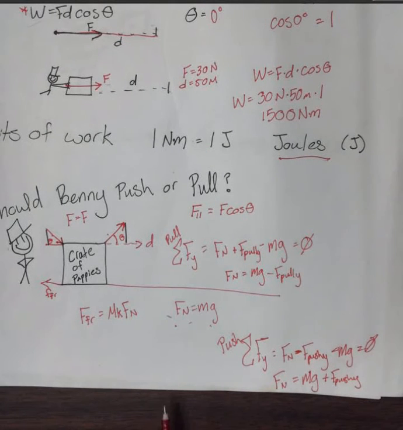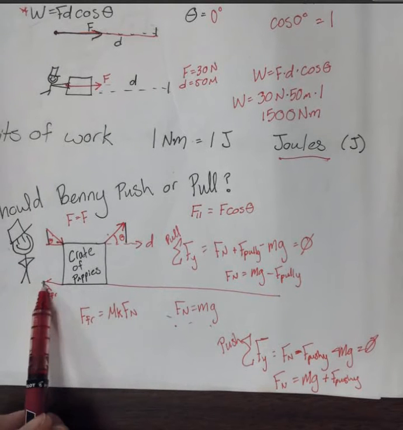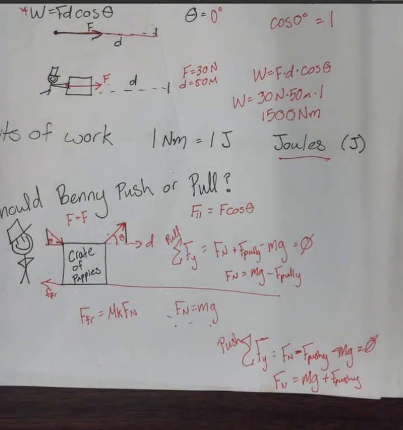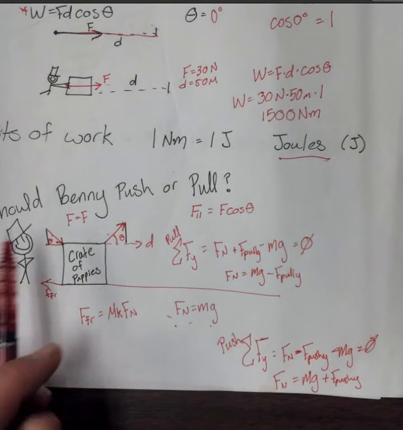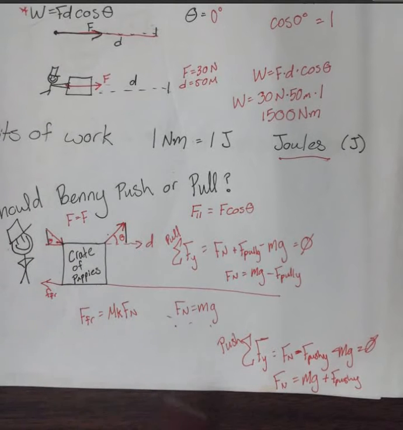So that means that we could change the force of friction for this crate of puppies by determining whether Benny is going to push or pull. If he pushes, he's going to increase the force of friction because he's going to increase the normal force. If he pulls, he's going to decrease the normal force, and decrease the force of friction.